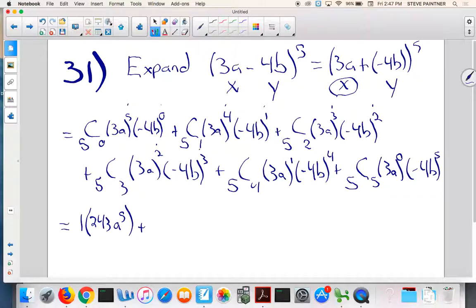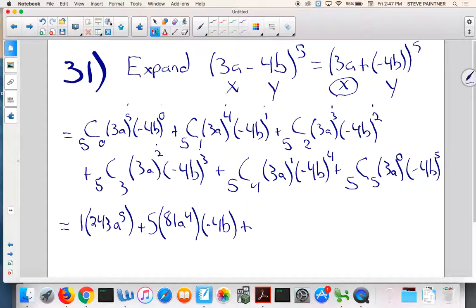Okay, 5 choose 1 for the next term, that's a 5. And then we're doing 3a to the 4th power, so we need to do 3 to the 4th power, that's 81. And a to the 4th power. And now we have to do negative 4b to the first, so that's just negative 4b.